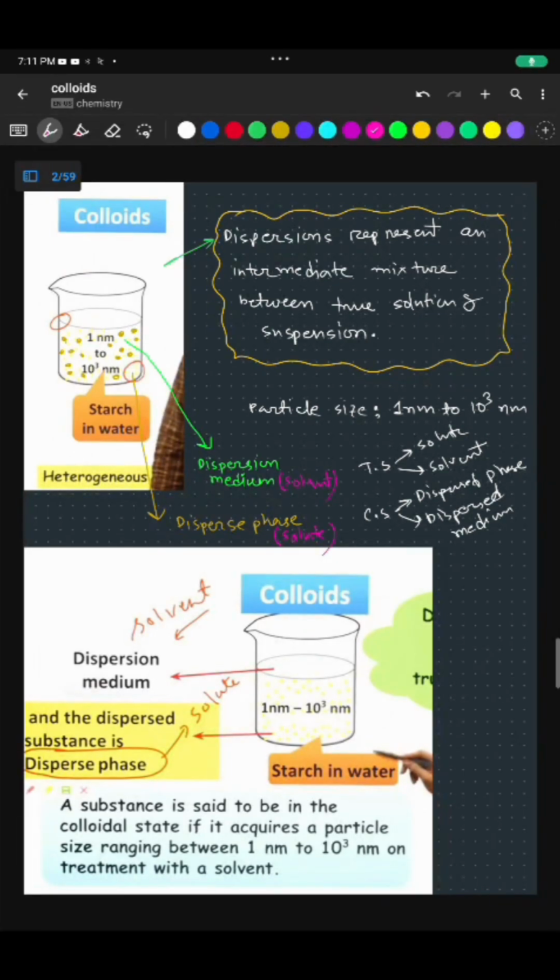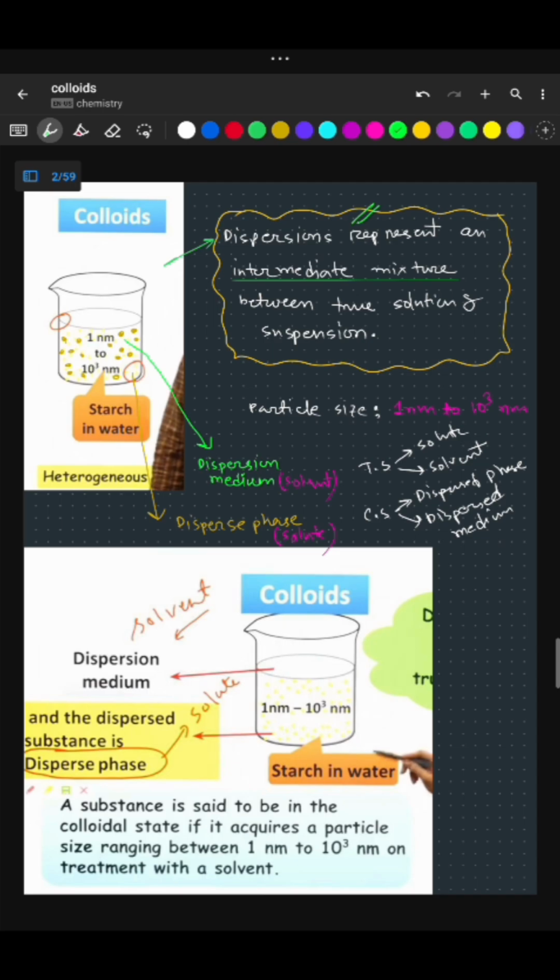Sorry, the video was cut due to a problem, and we get started here again. So we were discussing colloidal solution, and in colloidal solution, I've told you before, the particle size, if I put a different color to that, is 1 nanometer to 1000 nanometer, and dispersions represent an intermediate mixture between true solution and suspension. So this is literally the definition for colloidal solution, which is an intermediate mixture between true solution and suspension solution.